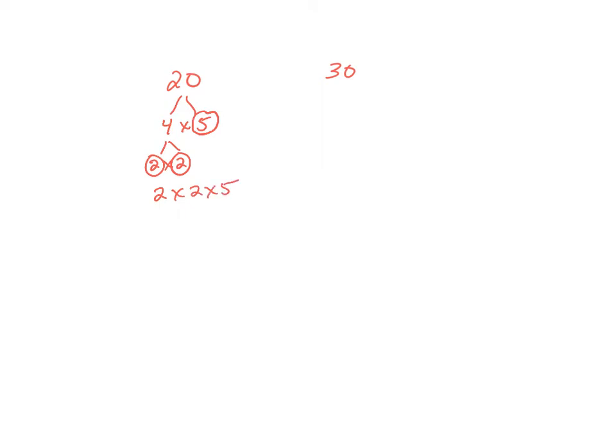I could do the same thing with 30. I'm going to multiply that, first of all, by 5 times 6. And 5 is a prime number, so I'm going to circle it. 6 I could break down as 2 times 3, and both of those are prime numbers. So the prime factorization of 30 is 2 times 3 times 5.